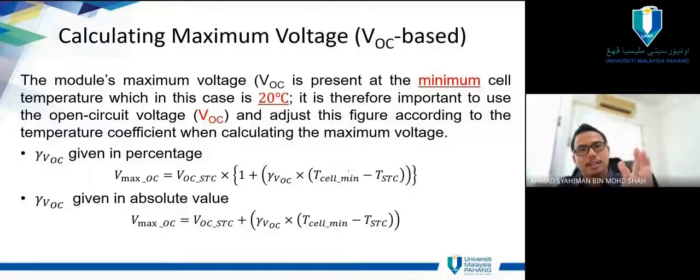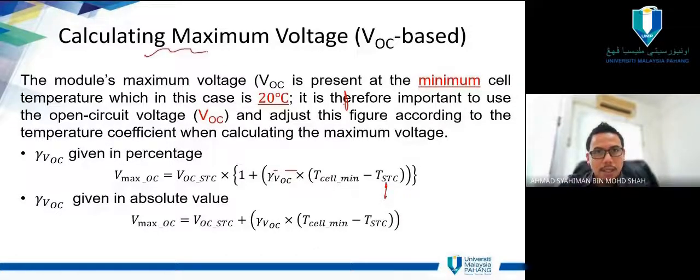So this is the module part, okay? Not the inverter yet. The inverter comes after this. First we focus on the modules or PV array. Okay, this one here. Calculate. Pergi bawah. Buat lagi. Calculating maximum voltage.